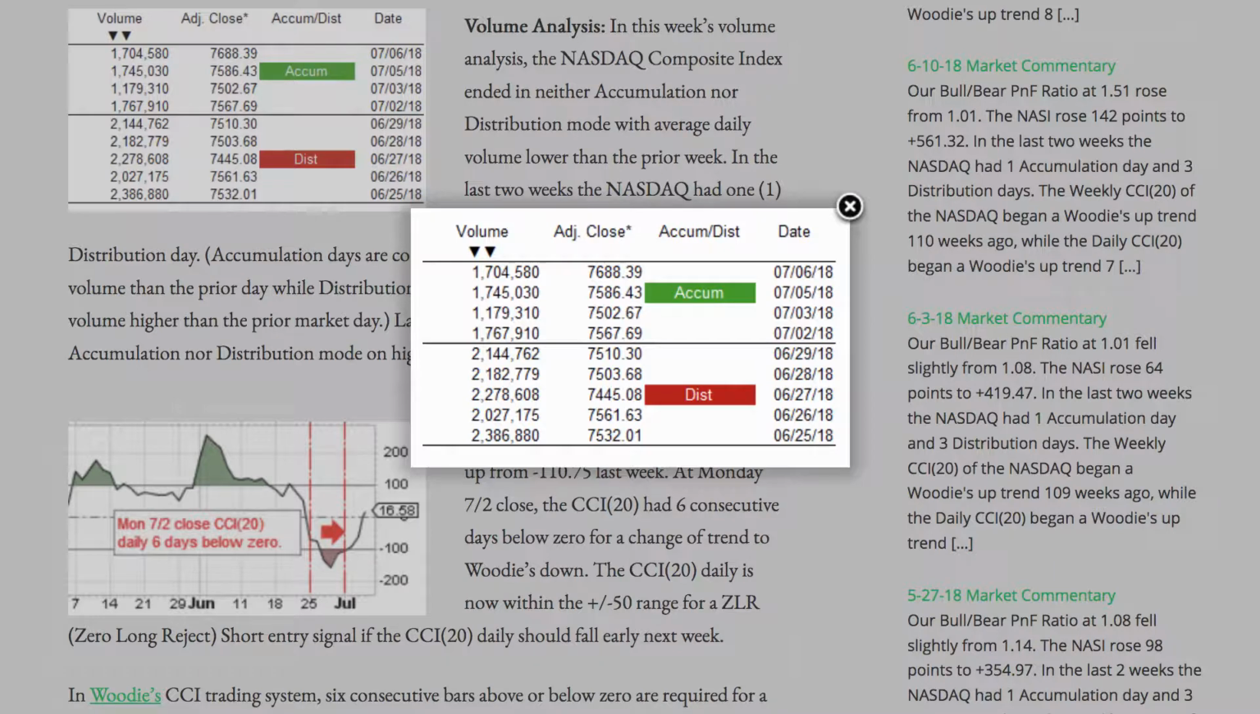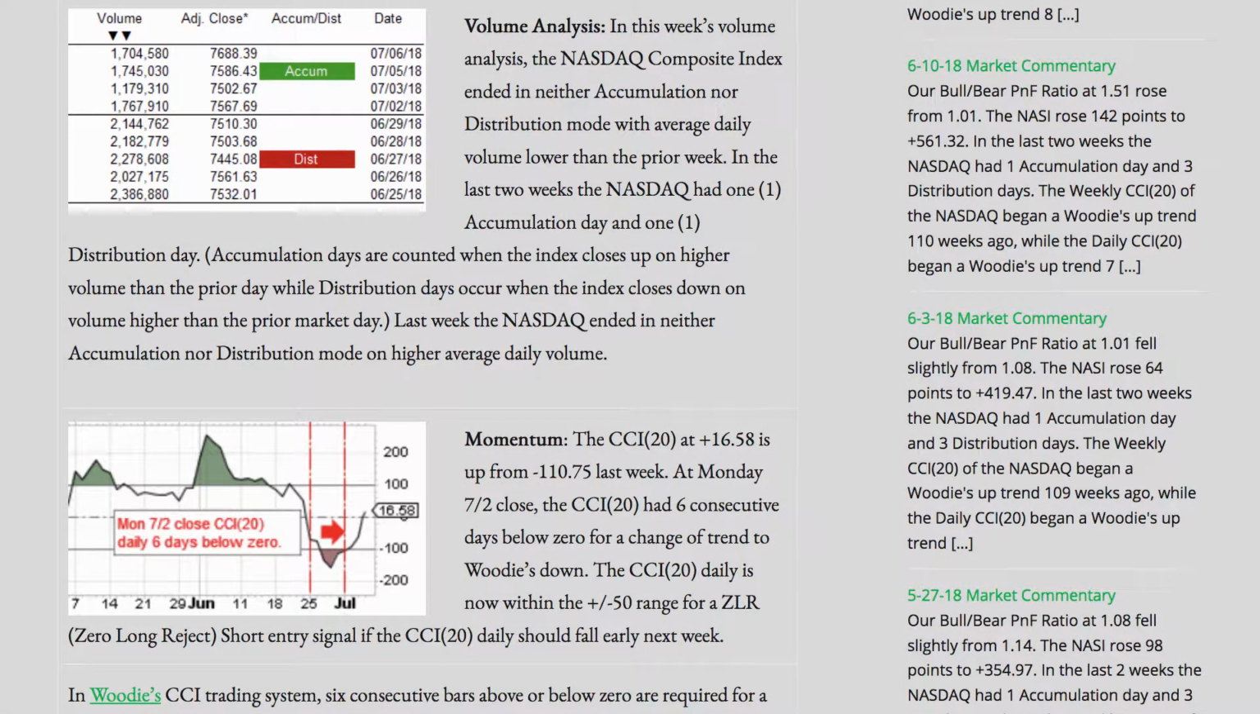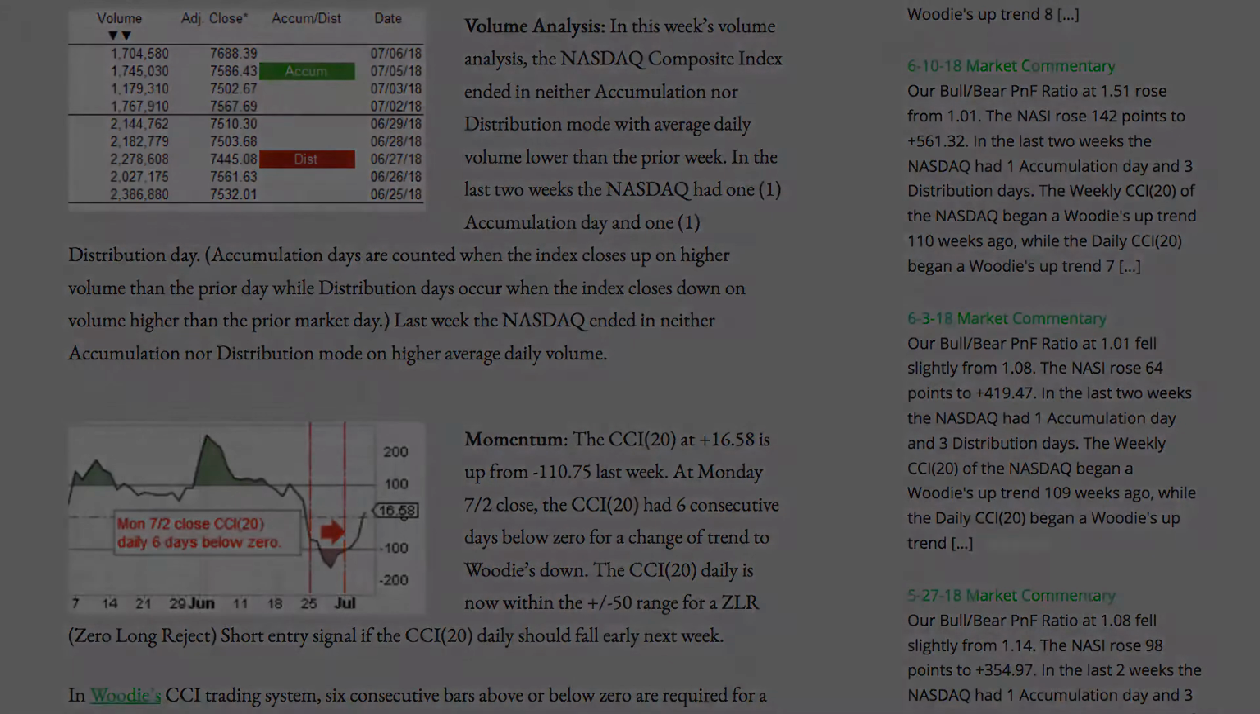Volume analysis. In this week's volume analysis, the Nasdaq Composite Index ended in neither accumulation nor distribution mode, with average daily volume lower than the prior week. In the last 2 weeks, the Nasdaq had 1 accumulation day and 1 distribution day. Accumulation days are counted when the index closes up on higher volume than the prior market day, while distribution days occur when the index closes down on volume higher than the prior market day. Last week, the Nasdaq ended in neither accumulation nor distribution mode on higher average daily volume.